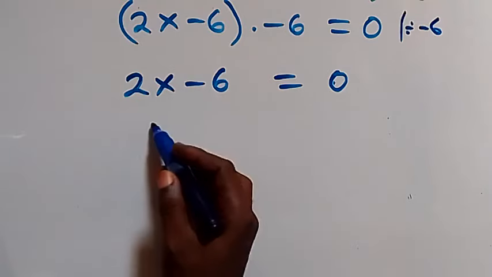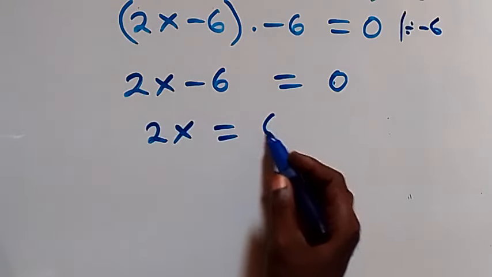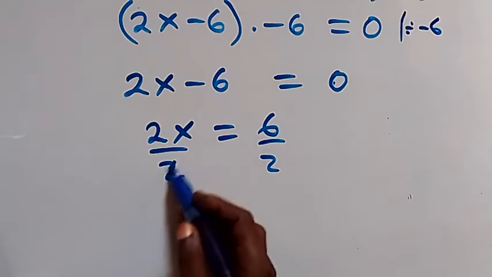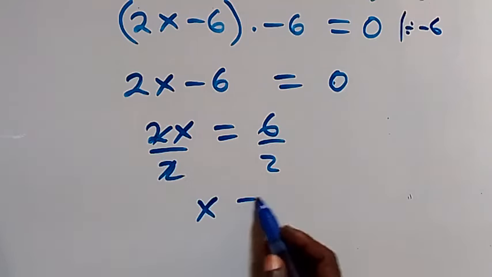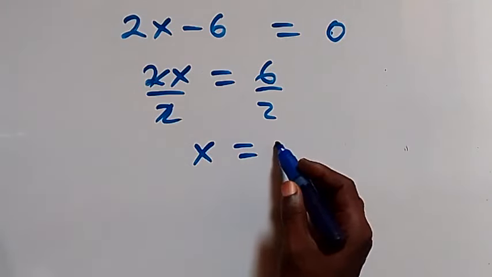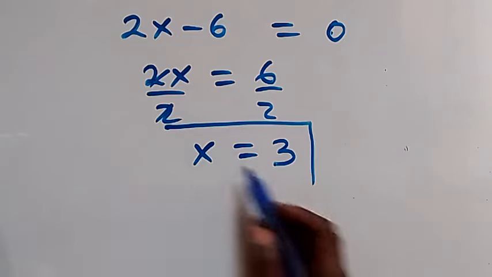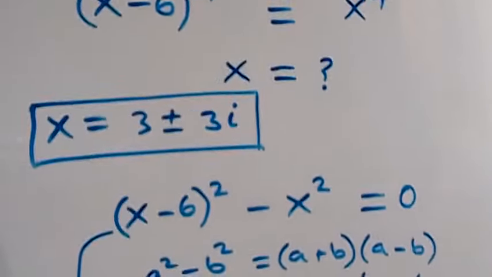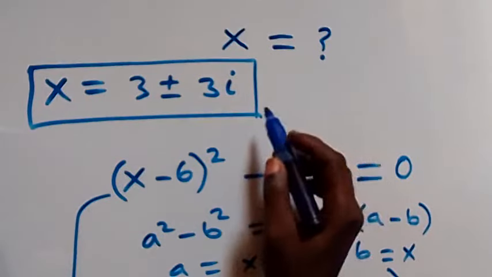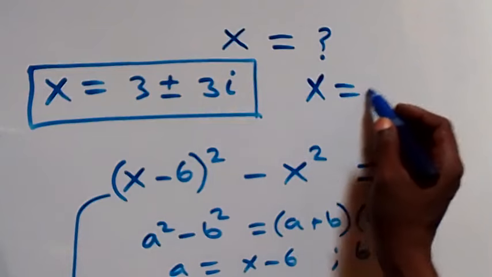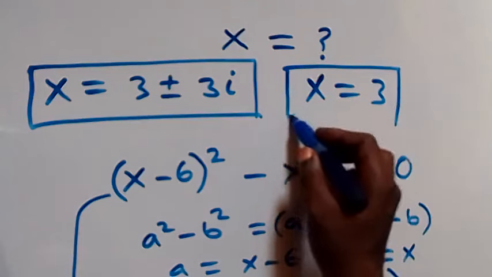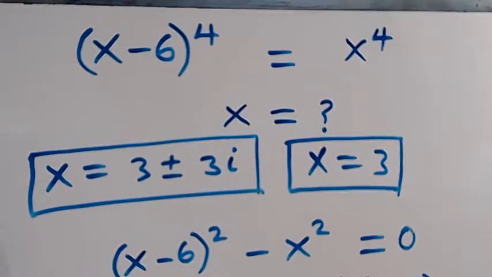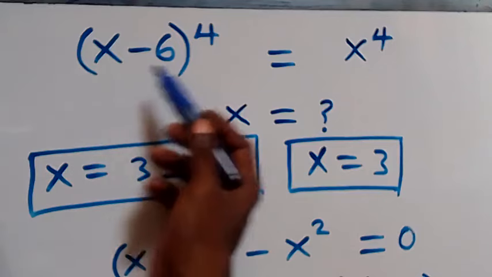Then taking −6 to this side, we have 2x equals 6, and we divide both sides by 2, so the 2 cancels out, and we have x equals 6 over 2, which is 3. So here is a real solution. So making 3 solutions, we have these 2 complex solutions, and we have x equals 3, which is a real solution. Now we can check by putting the value of x in what we are given.